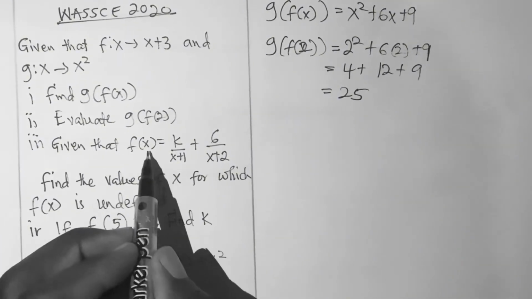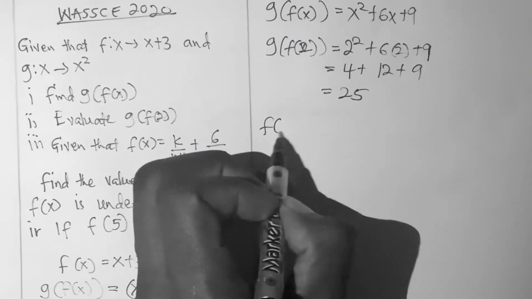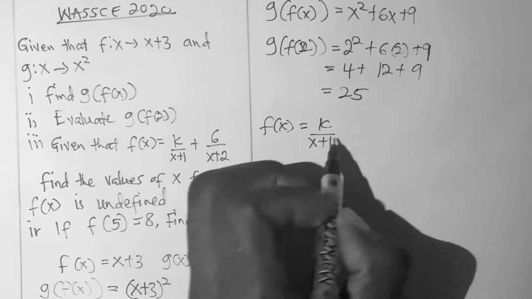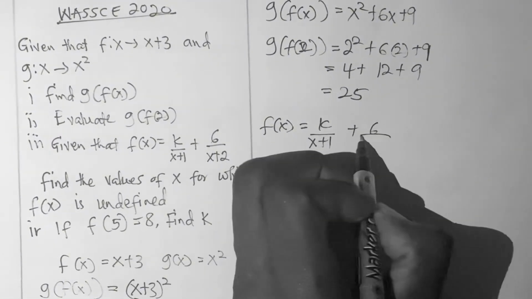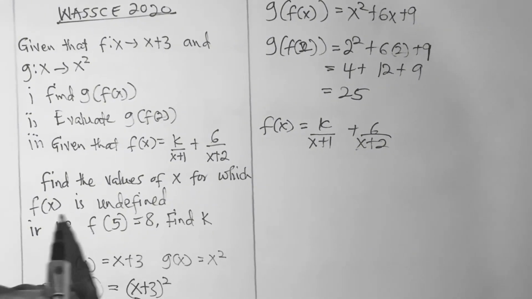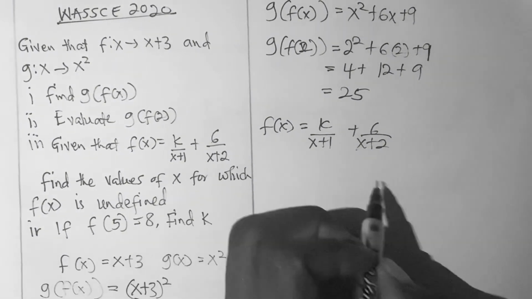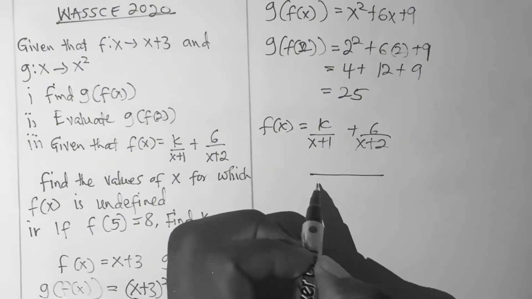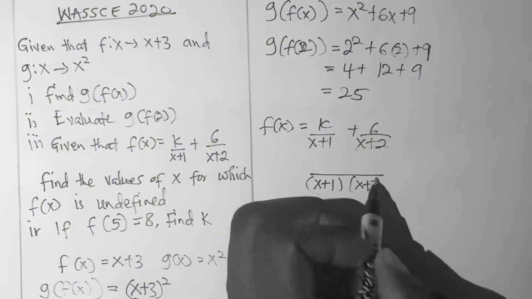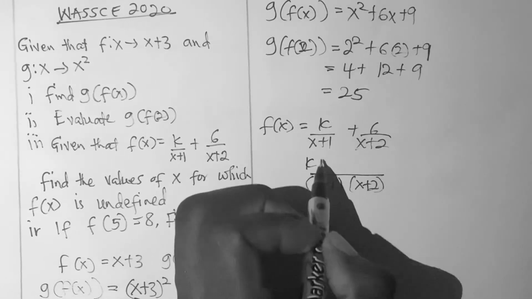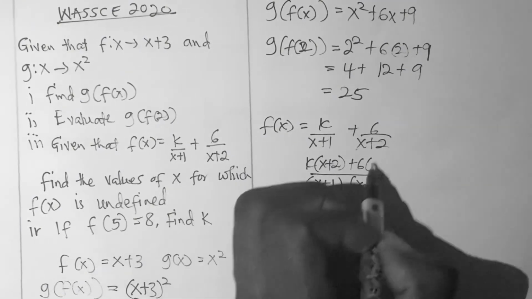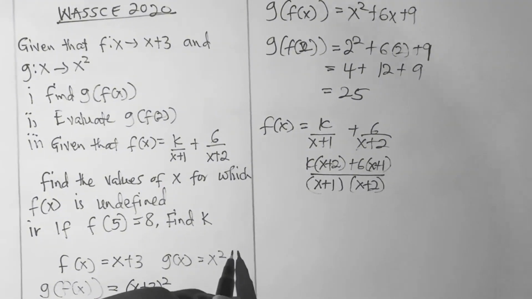Now, it says that given that f of x is equal to k over x plus 1, plus 6 over x plus 2, we should find the values of x for which f of x is undefined. So in this case, let's find the LCM. It's x plus 1 times x plus 2. So k will multiply x plus 2, and then 6 will multiply x plus 1.